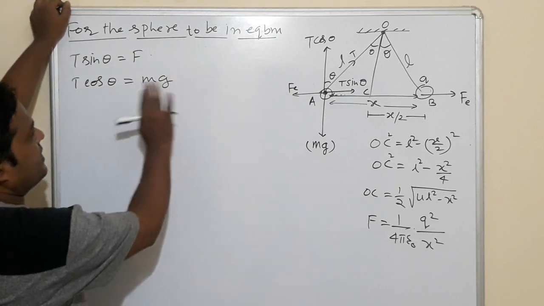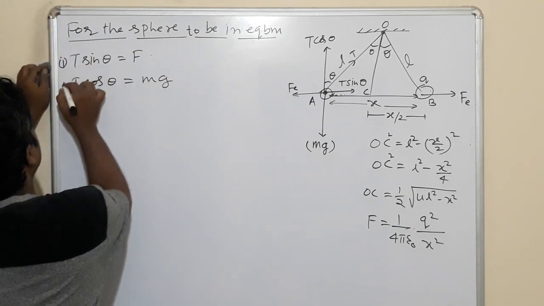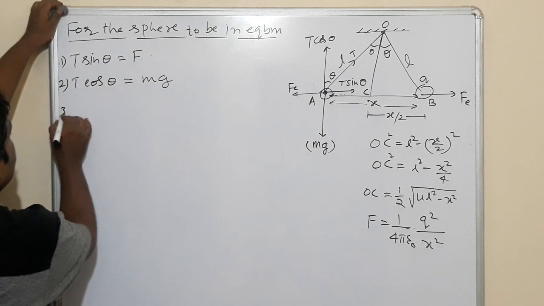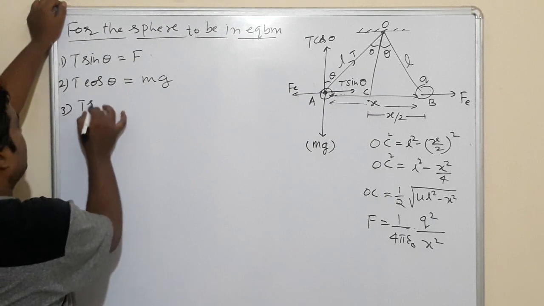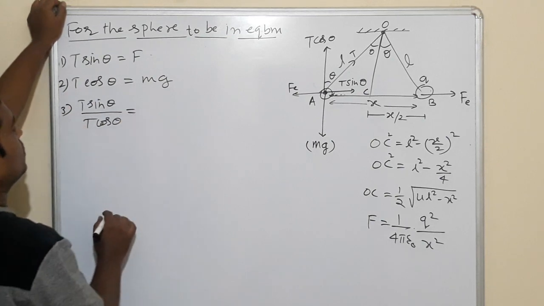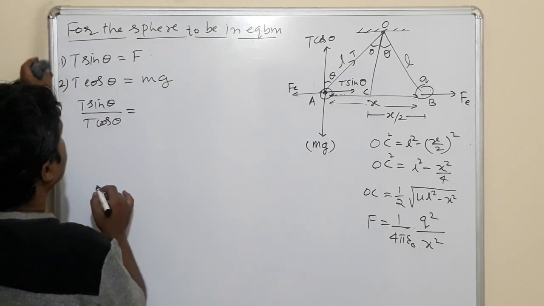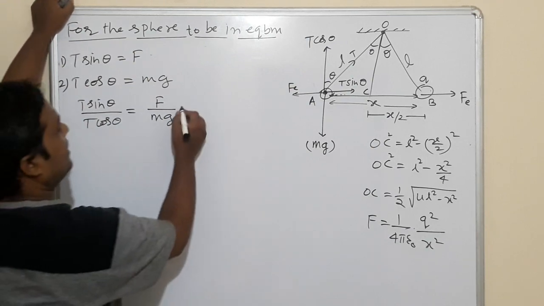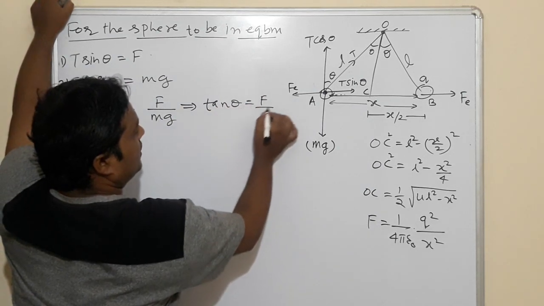What are the possible quantities that we can calculate? This is first equation, this is second equation. Then if you divide these two equations, what will you get? T sin theta by T cos theta will be equal to, what will you get? F by mg. Then T cancels, sin by cos will be tan theta. Tan theta is equal to F by mg.